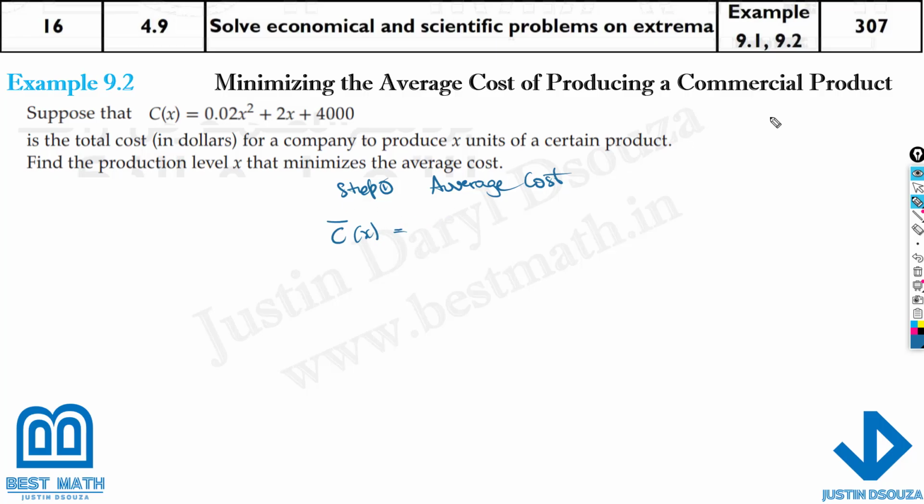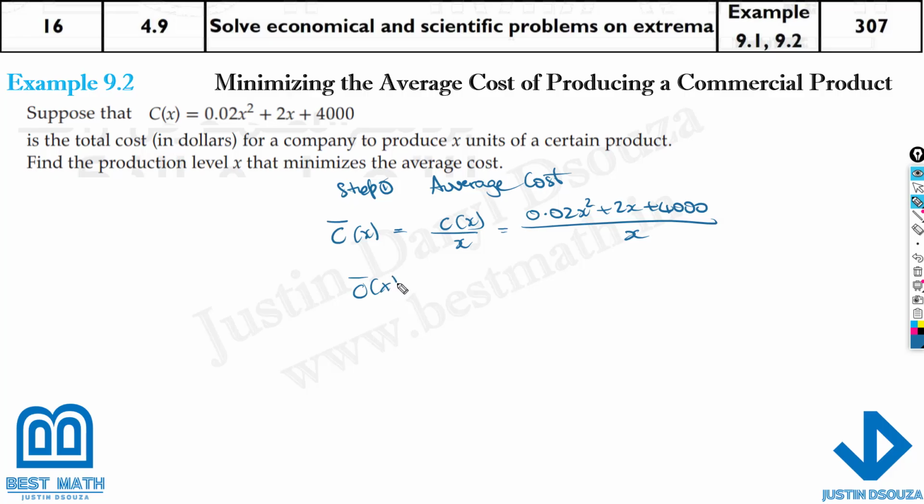See, the cost of 10 cakes is 100 dirhams. There are a total of 10 cakes, right? N is 10 cakes, 100 dirhams. What is the average cost? You divide by N, that is 10. Here it will be 10 dirhams. That's the average cost. In the same way, to find the average cost of this particular function when they produce X units, it is just C of X divided by X. Now that is 0.02 x squared plus 2x plus 4000 divided by X.